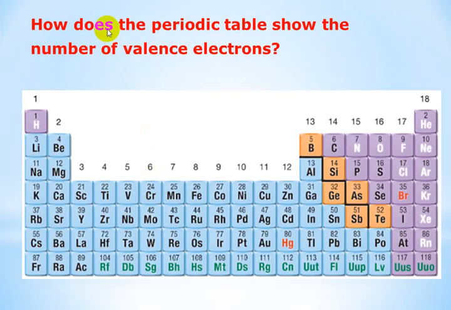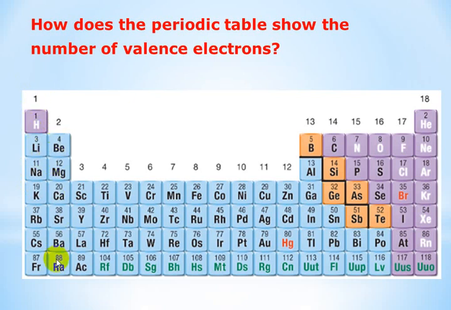How does the periodic table show the number of valence electrons? Can we know the number of valence electrons when looking at the periodic table? Yes. We know that each column is called a group, and each group contains the same number of valence electrons. Here, lithium, for example, has 1 valence electron. Sodium also has 1 valence electron. Potassium has 1 valence electron.